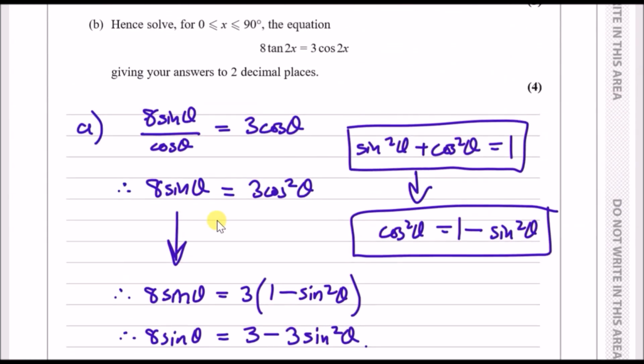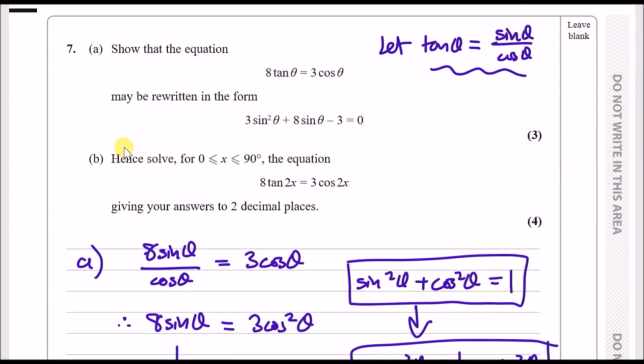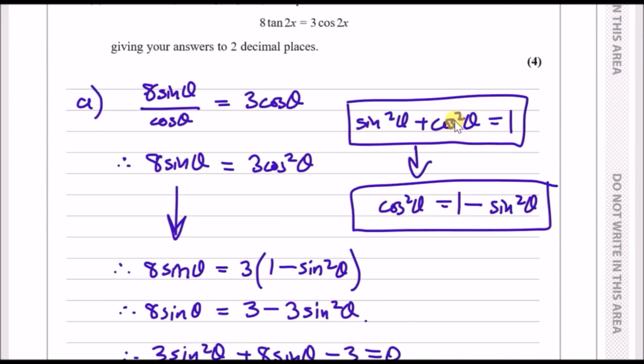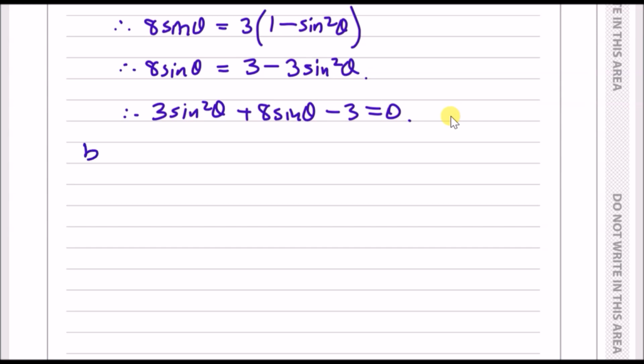Now for the second bit, it says hence, so once again, use your previous results. Solve for x between 0 and 90 degrees, the equation 8 tan 2x equals 3 cos 2x, giving your answer to 2 decimal places. So notice how this equation is actually similar to the first equation. The only difference is that theta has been replaced by 2x. So we could actually use the rewritten form, which is more useful because it's easier to solve, and replace theta with 2x. So let's begin from here. Let's start from part B.